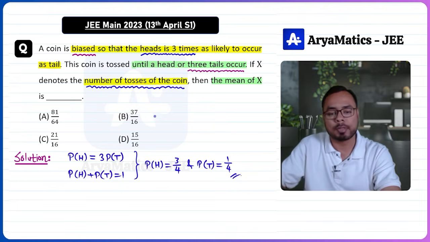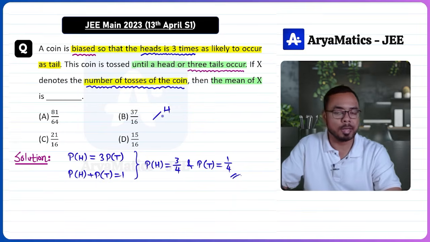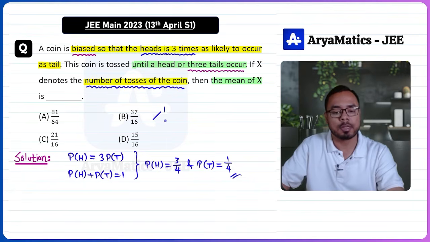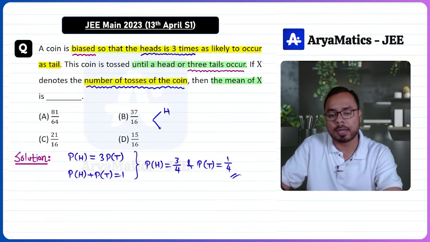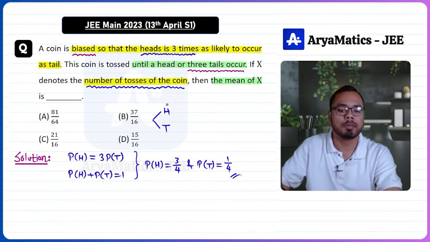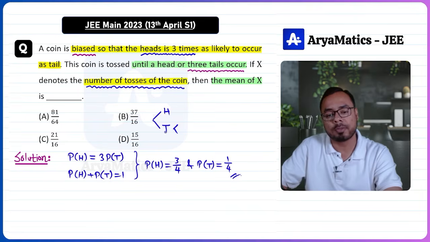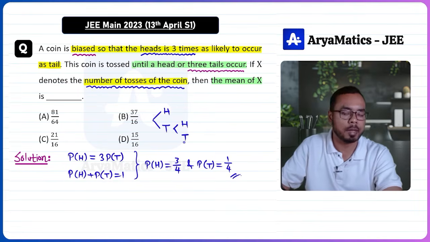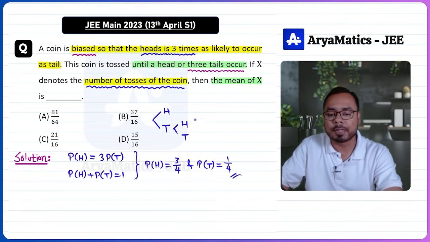Now here if we talk about the sample space, there are different possibilities, right? Using a tree diagram, you can very easily write the sample space. So for the first toss, you can get either head or tail. If the first toss has resulted in head, you will stop tossing the coin. But if the first one is tail, there will be a second toss, and in that you can get either head or tail. Again, if the second toss is head, you will stop tossing the coin.